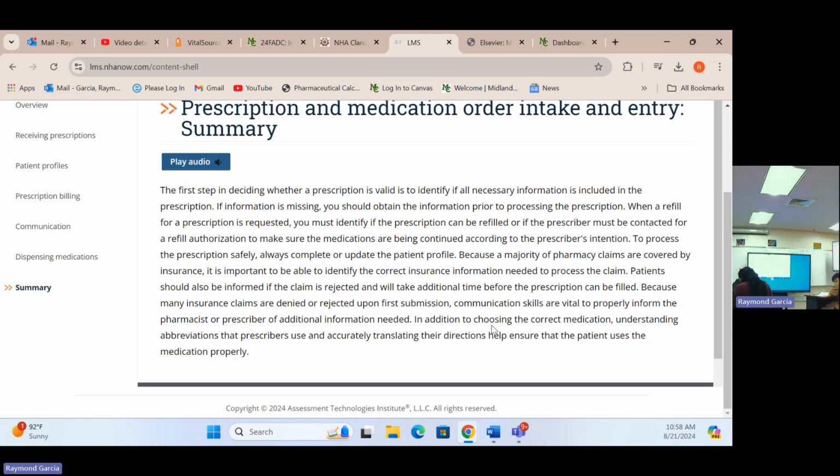Know your abbreviations. You want to know how to decipher the SIG or the directions. Know the abbreviations. Know your metric household conversions. Know that 5 mL is 1 teaspoonful. We're about to get into this in chapter 6 in your math here pretty soon. 15 mL is a tablespoon. One fluid ounce is 30 mL. 1 cup is 240 mL. So know the difference in all that, your metric.